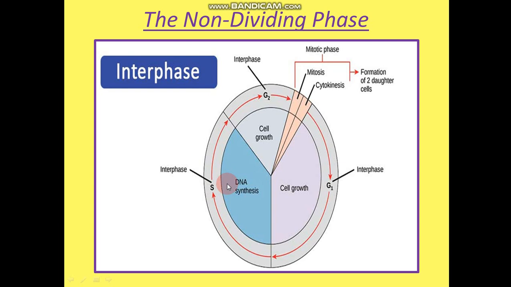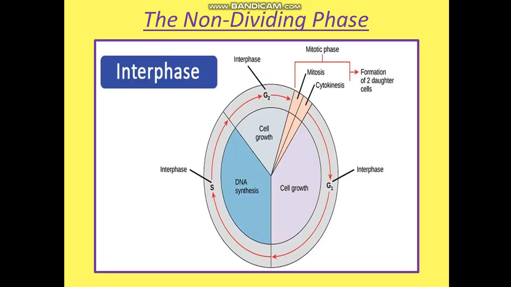This phase is called the synthesis phase because here the most important thing, DNA, is being synthesized. The cells have already inherited DNA from the parent cells, but for the division to take place, what is necessary? Duplication of the DNA is necessary. So in the S phase of interphase, DNA synthesis takes place and the chromosomes are duplicated. It's a very important factor.